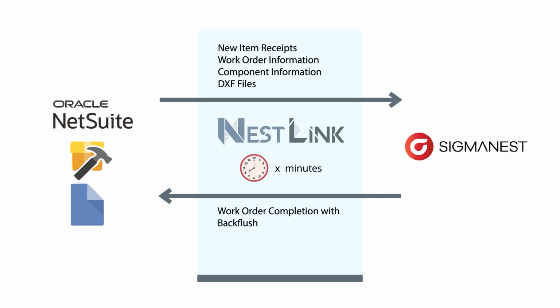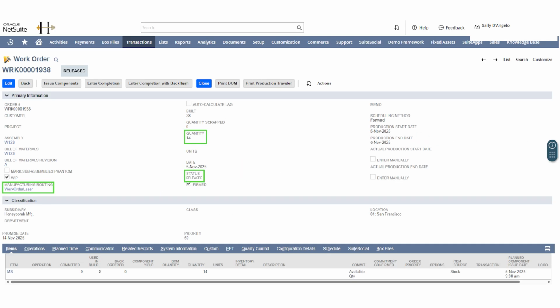Our NestLink integration is designed to run quietly in the background with minimal user interaction. Rather than offering a traditional user interface, it's designed to focus entirely on seamless data exchange as you work. So while you won't see much in the NestLink UI, NestLink plays a crucial role in bridging your ERP and nesting workflows. NestLink will check NetSuite every X minutes to identify work orders that pass the following set of criteria: contains a laser operation, is in a release state, and has open quantities.